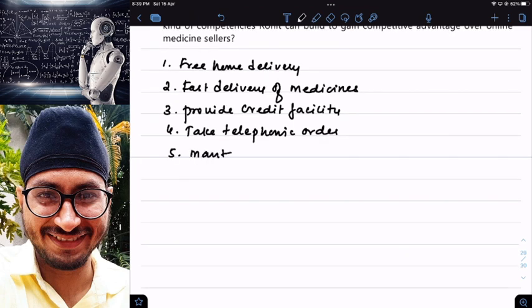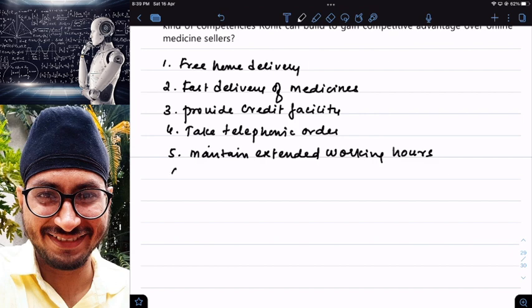Next, maintain extended working hours. Keep it open 24 by 7, like Apollo pharmacies. Keep it open for 24 hours. Clear? So that it becomes easy for people to buy the medicine in your shop.